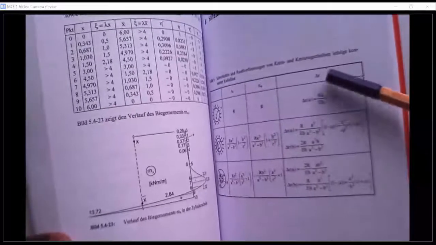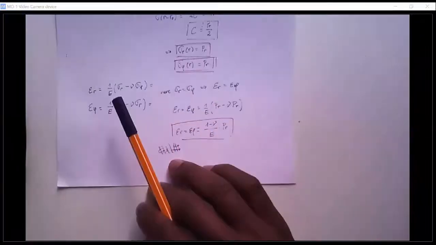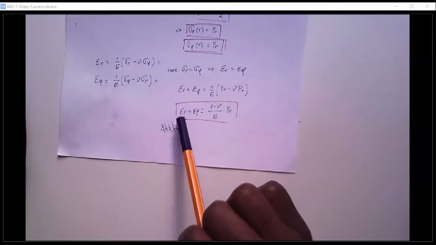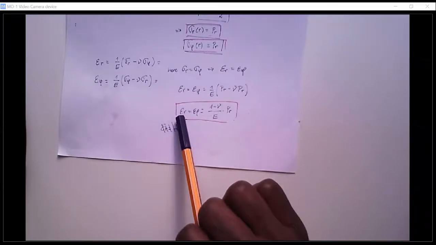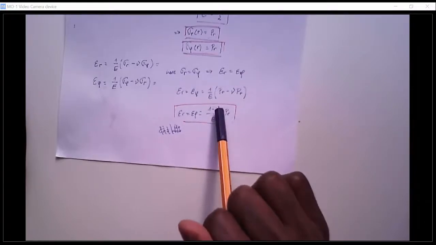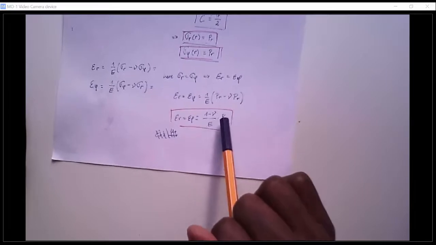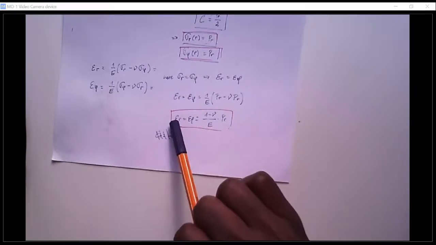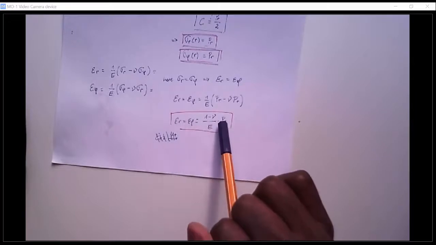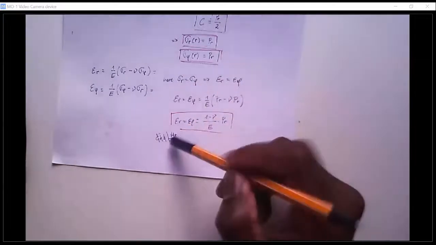And what about our delta R here? This is the deformation in the radial direction. What did we figure out? We figured out that the strain in the radial direction equals the strain in the phi direction, equals (1 minus Poisson's ratio) divided by Young's modulus times the stress. That's the strain. And as I also said, the strain is basically a ratio of the deformation that occurs in this direction.